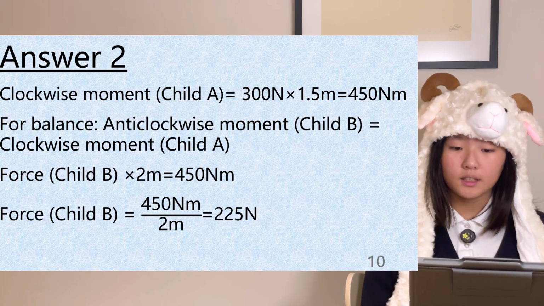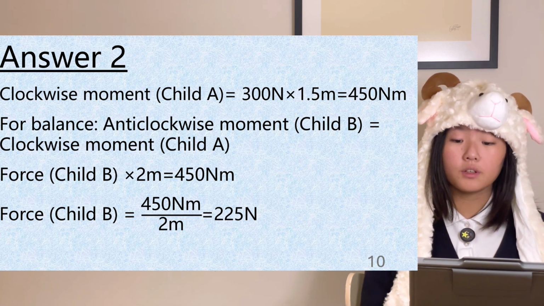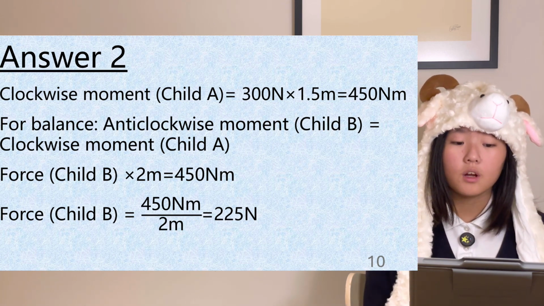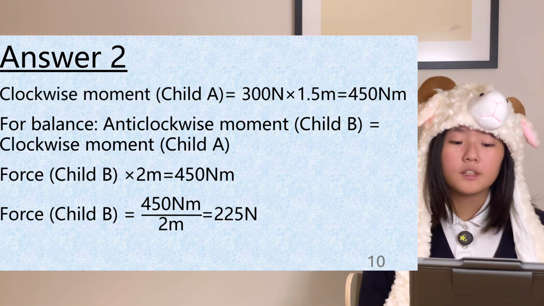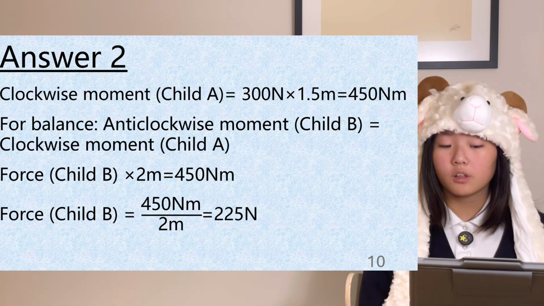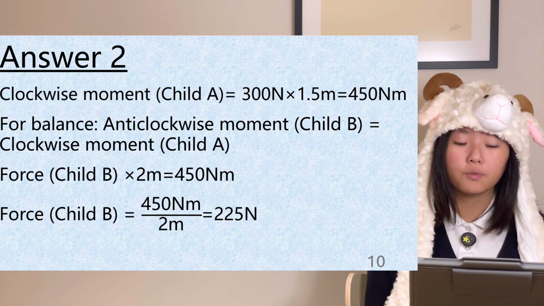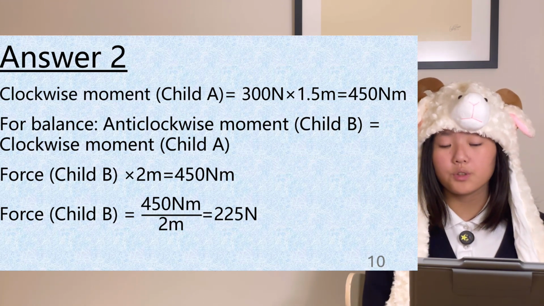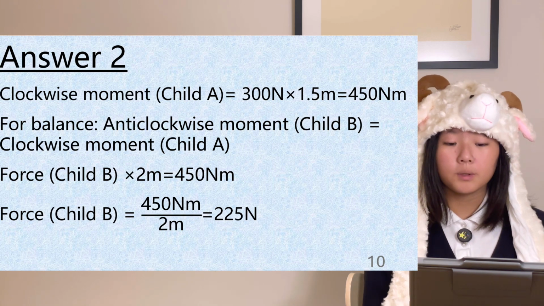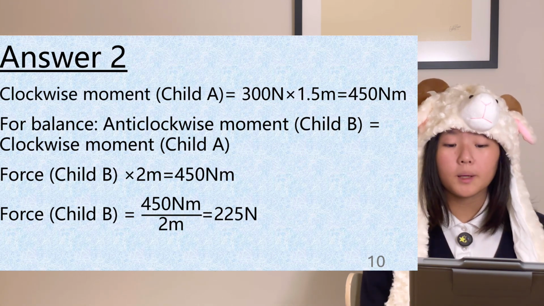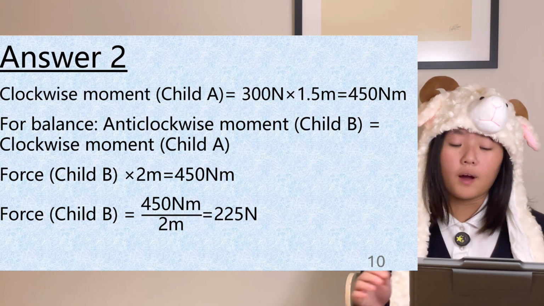The answer is the clockwise moment of child A is 300 newtons times 1.5 meters, which is 450 Newton meters. To balance it, the anti-clockwise moment, child B, has to be the same as the clockwise moment, child A. So the force times 2 meters has to equal 450 Newton meters. And so when you move the times 2 meters to the right, it becomes 450 Newton meters over 2 meters, which is 225 newtons.